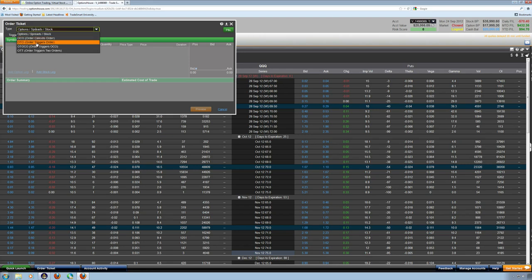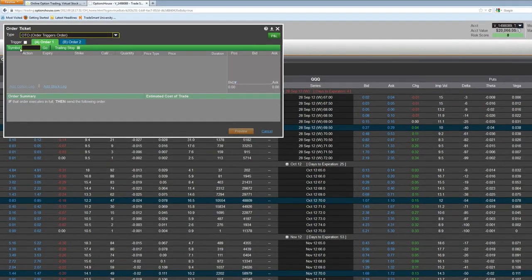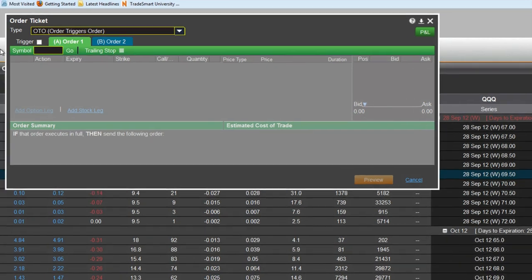We're going to do a one triggers order. That's the order that we're going to do. One triggers order. And I'm going to set a trigger to trigger the order. And I'm going to do that by clicking on the trigger button here in just a second. So here's what happens. Zoom in so you guys can see.